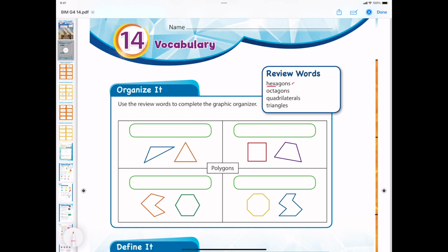Hexagon, 6, right? Octagon, 8. Quadrilateral is 4 sides. Triangle, 3. Okay, keep that in your mind. And it has what? 3 angles and 3 sides. So this is triangles. And next, it's what? 1, 2, 3, 4 sides and 4 angles. That's, yes, quadrilateral.